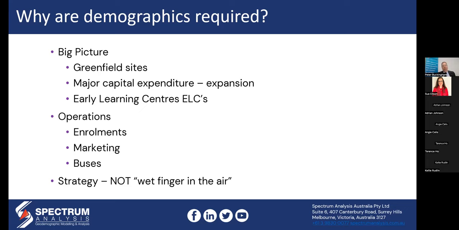Demographics also can come in very much with enrolments, marketing, even the buses, to be able to look at where our buses run, which children are on the bus, which ones aren't, and what can we do to get better bang for our buck from our buses. So our real view is demographics is really all about helping with your strategy, and it's not just the wet finger in the air approach.